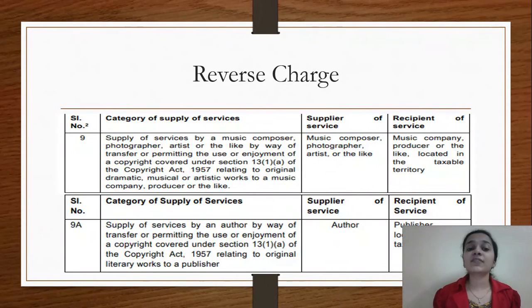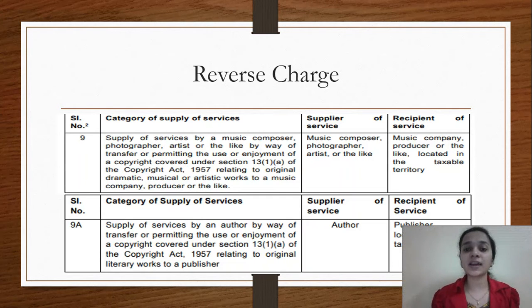So if you just have a look at this reverse charge supply of service which is coming up here, we've seen that if the supplier of service is a music composer or a photographer or an artist, and the recipient is a music company or a producer or any other person, and the service which is the subject matter here is the artist transferring or permitting to use the copyright of his artistic works or his original music works, etc. In that situation, it is the recipient who will pay tax and not the supplier. This is something which is covered under reverse charge.